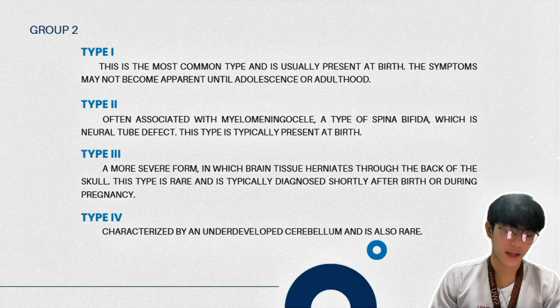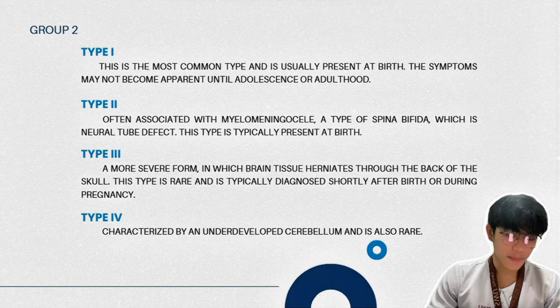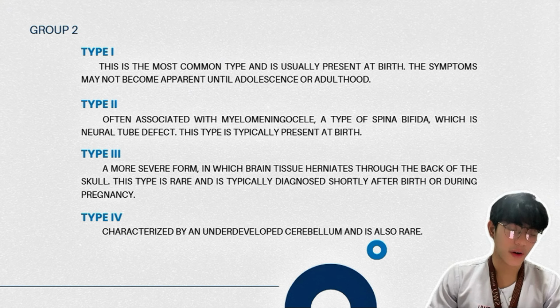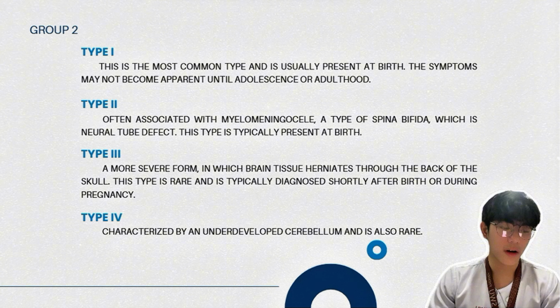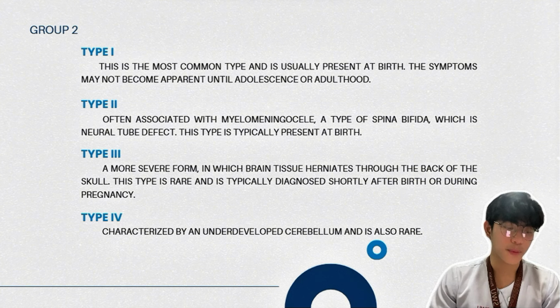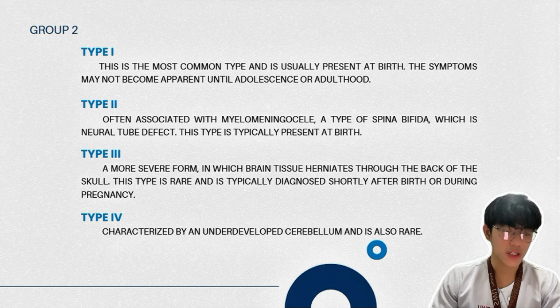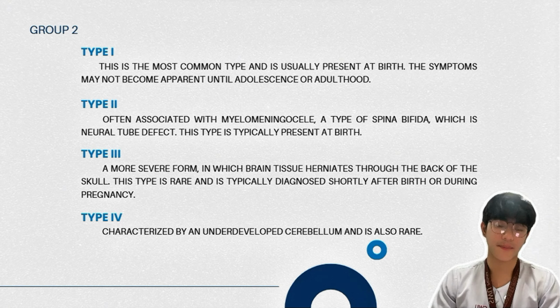Next is the type 3 Chiari. Type 3 Chiari is an occipital encephalocele. This is a very rare and severe form, where a large part of the brain protrudes into the spinal canal, which can cause serious neurological problems and is often noticed early in life. Surgery is a must in this type of Chiari.